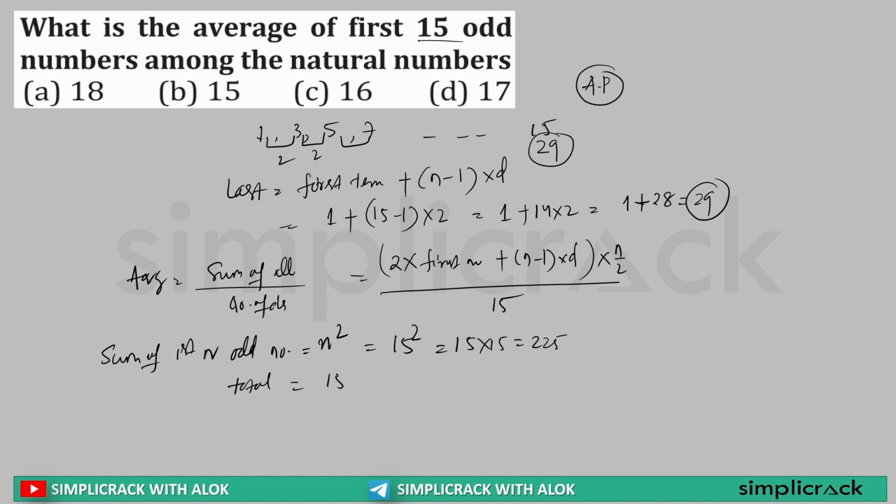Now the total number of observations is 15. Now average is what? Sum of all observations divided by total observations. 225 divided by 15 is equal to 15. So the average is 15. Clear or not? Clear. So this is the way you should remember how to solve such questions. Clear? Now understand this.